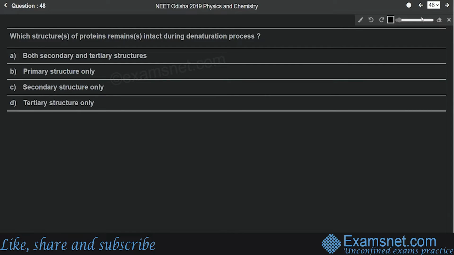Question number 48 is from the chapter Biomolecules, and the question is, which structure or structures of proteins remain intact during the denaturation process? Options are: both secondary and tertiary structures, primary structure only, secondary structure only, and tertiary structure only. What do we mean by denaturation process? It is the process of modification of the molecular structure of proteins.